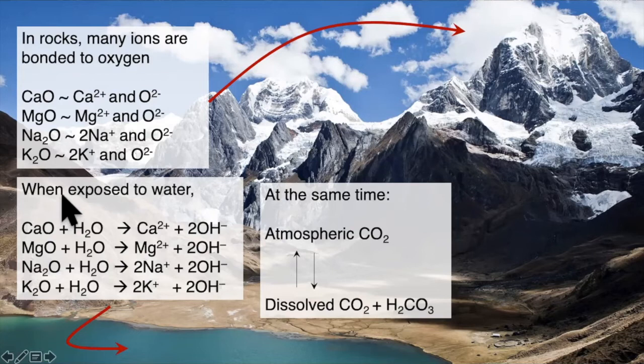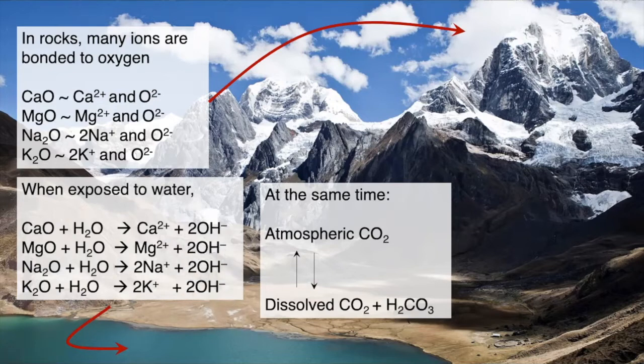But when the surfaces of these minerals are exposed to water, this O2- doesn't stick around. And so the reaction follows this equation where calcium oxide plus water equals calcium 2+ ion plus 2 hydroxide molecules. And this is going to be really key. You can see in each case for magnesium, sodium, and potassium, there are very similar reactions that happen. They're all generating this hydroxide.